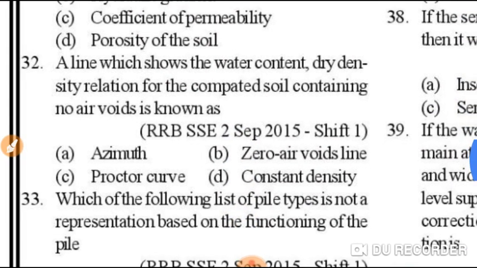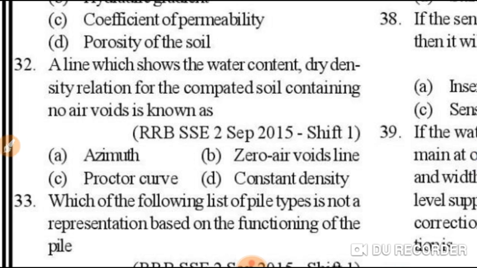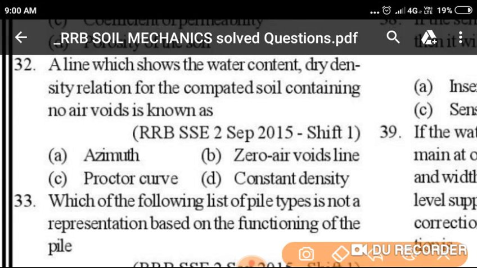Question number 32. A line which shows the water content dry density relation for the compacted soil containing no air voids is known as the zero air void line. That is, option B is the correct answer. So when it is in no air voids, it is the zero air void line. Option B is the correct answer.